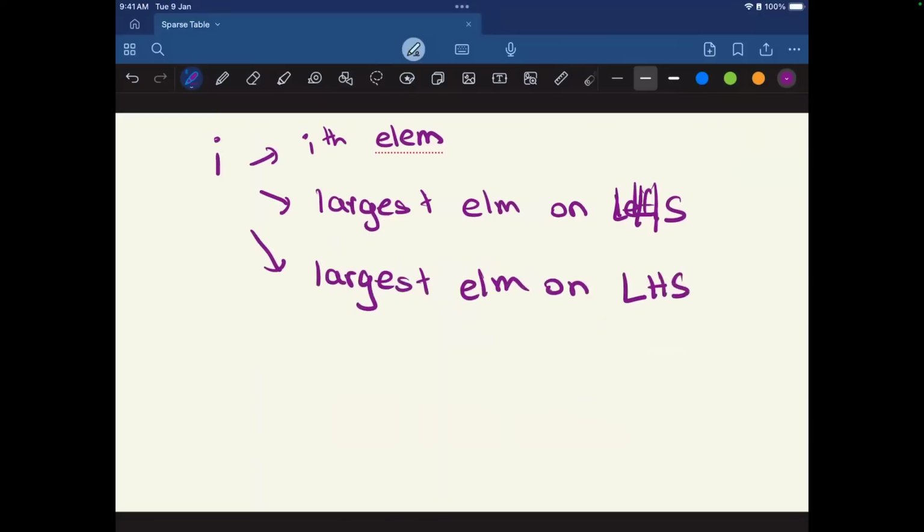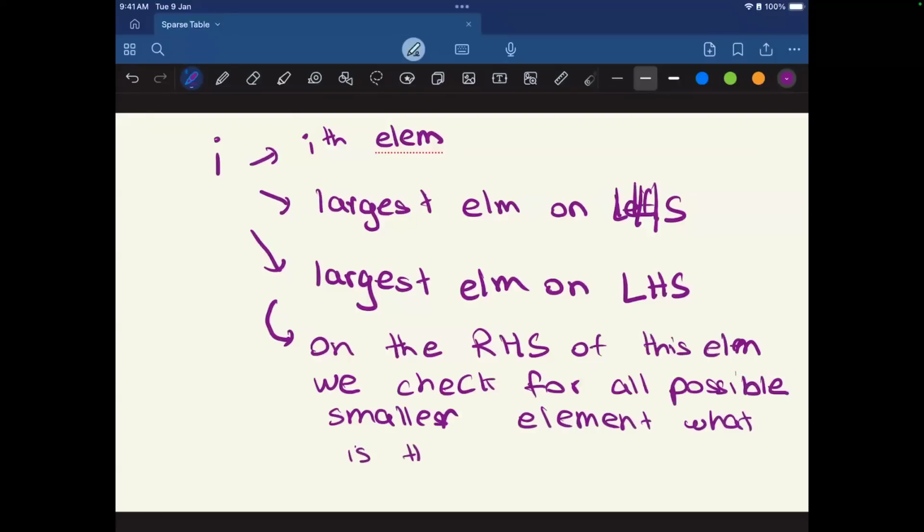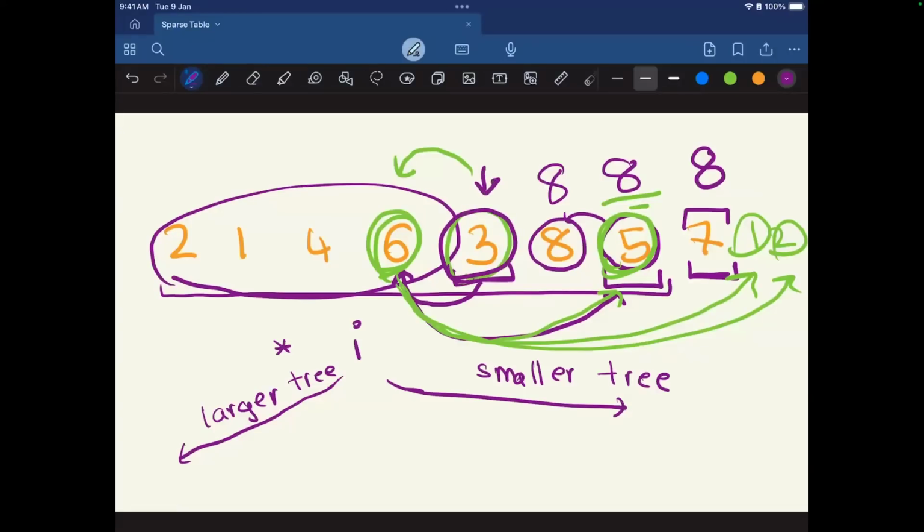After going to the largest element on LHS, on the right hand side of this element, we check for all possible smaller elements. What is the answer? Is this idea clear for you all guys? Like if we are at 3, the answer is either going to be 3 or it's going to be the largest element on the left hand side of 3. Otherwise, we go to the largest element, then on the right hand side of 6, we check for all possible values that were smaller than 6.